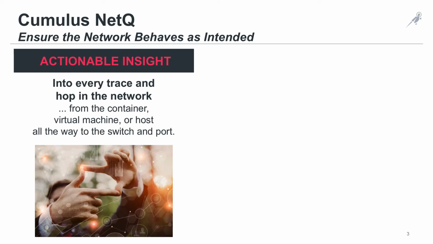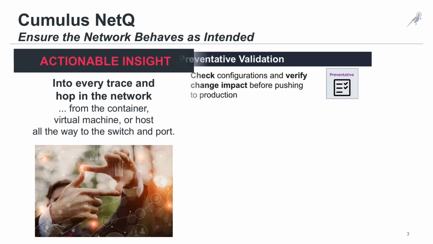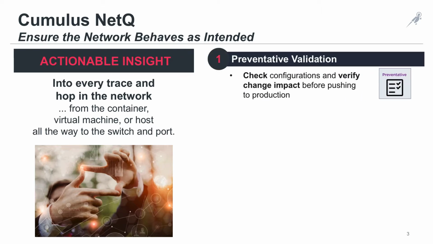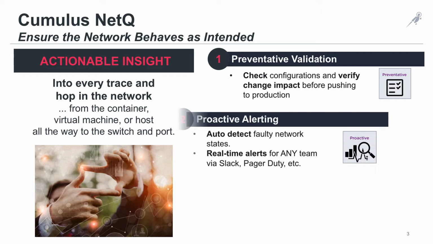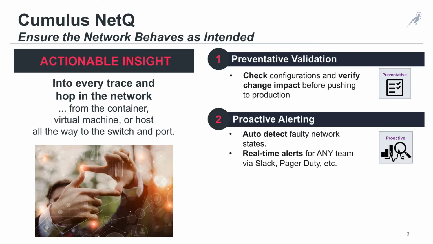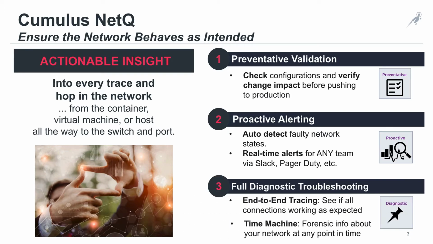Cumulus NetQ accelerates operations for all data center environments by ensuring the network is behaving as intended. It provides actionable insights by providing preventative services, thereby finding potential issues in a virtual environment before deployment. Proactive services find and alert on potential issues before customers call, and diagnostic services provide the ability to view and troubleshoot the entire network from one location, both now and any time in the past.